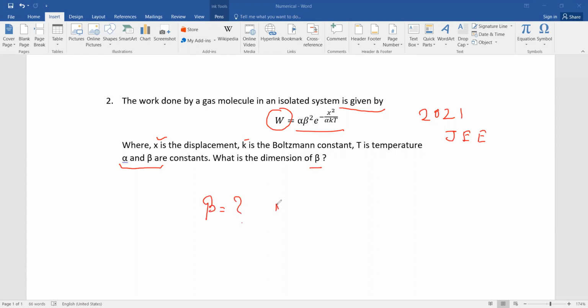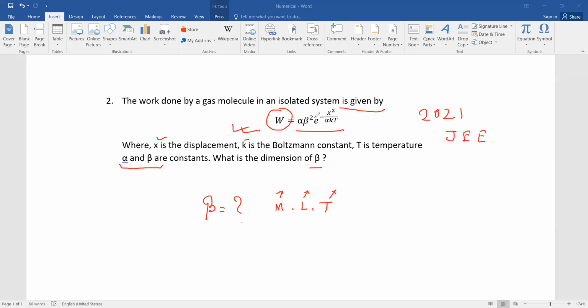Remember, dimensions are measured in terms of M, L, and T: mass, length, and time. So what is the dimension of beta, provided all this information is given in the question? Work done is this quantity. Before we solve this problem, let us analyze this question first quickly.